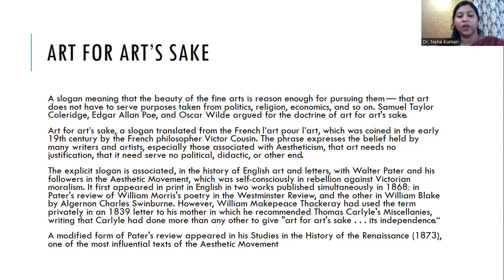Charles Swinburne. However, William Makepeace Thackeray had used the term privately in an 1839 letter to his mother, in which he recommended Thomas Carlyle's Miscellanies, writing that Carlyle had done more than any other to give art for art's sake its independence. A modified form of Pater's review appeared in his Studies in the History of the Renaissance, one of the most influential texts of the aesthetic movement.